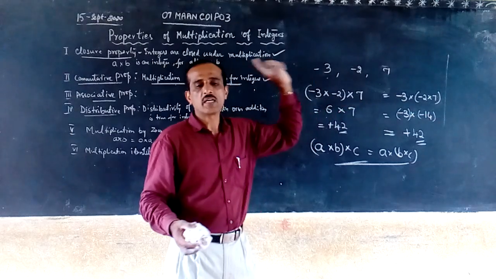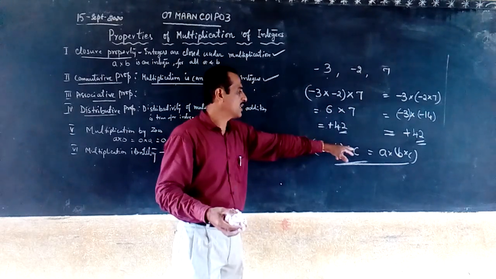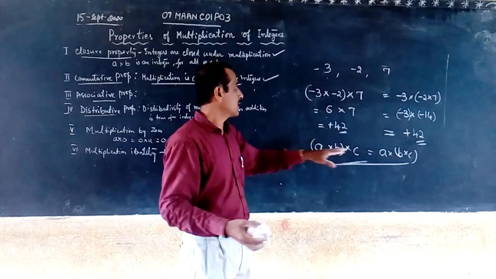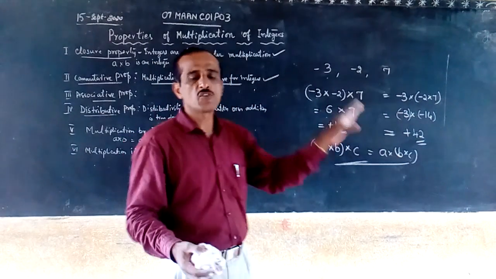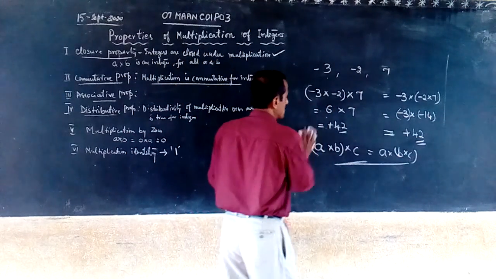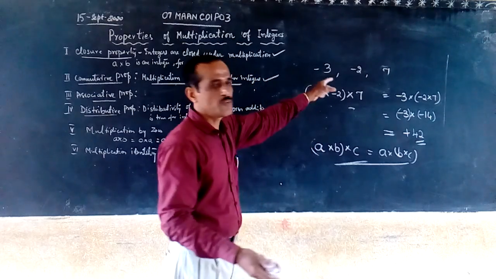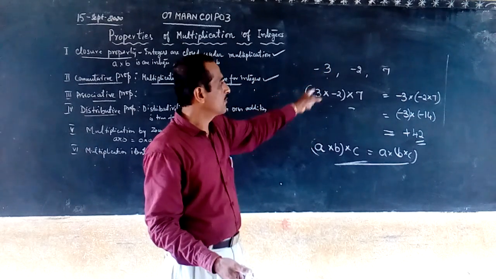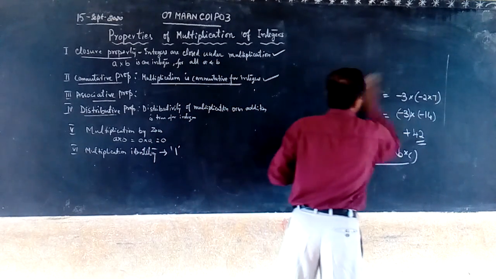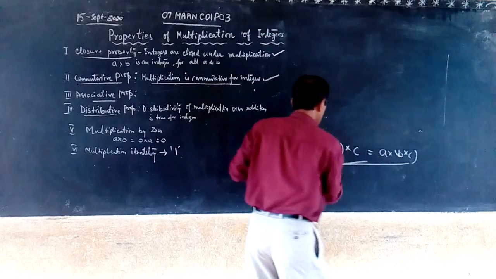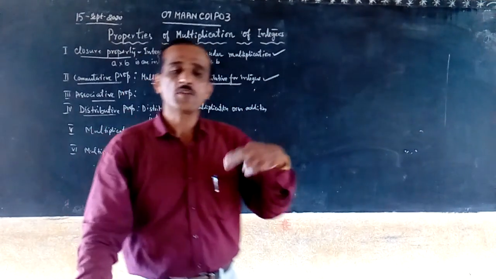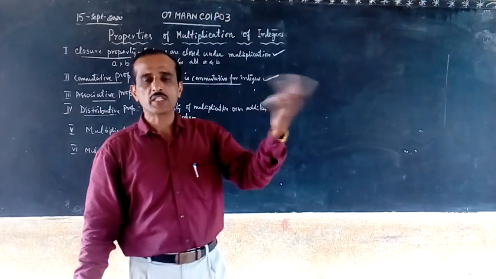This is what we have studied in addition also: a plus b plus c is equal to a plus b plus c. That one we have studied, isn't it? In the same way, in multiplication also we can say multiplication is associative for integers. If you take any three integers like this, you will get the same answer from both sides. Okay, this is for the associative property. Then the distributive property is a separate, extra one. You have not studied it in addition.